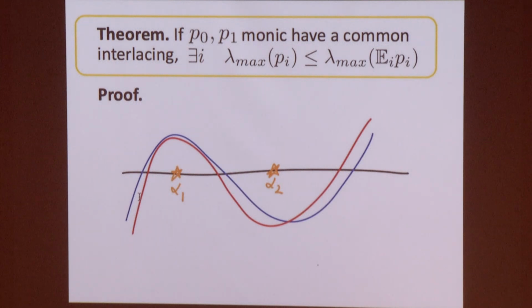Well, I don't really care that much about the exact locations of the alpha i's. The point is it splits the real line into these three intervals. Okay? And inside each interval, each of my polynomials changes sign exactly once. That's what it means to be a common interlacing.